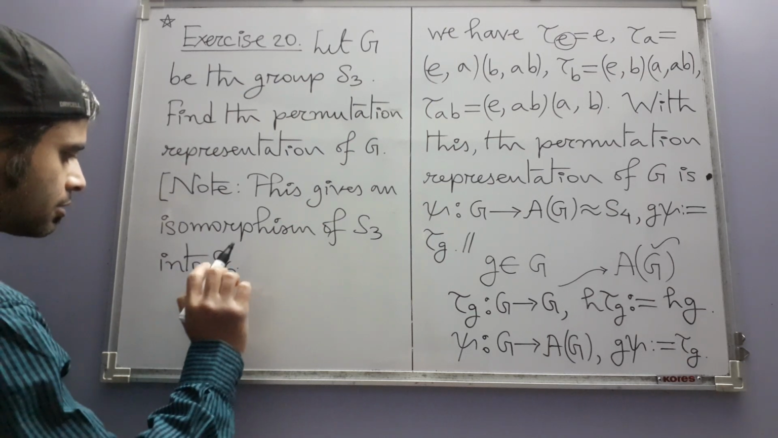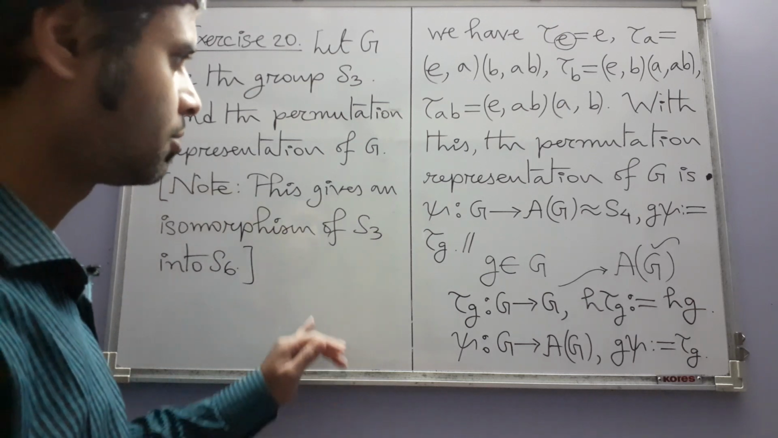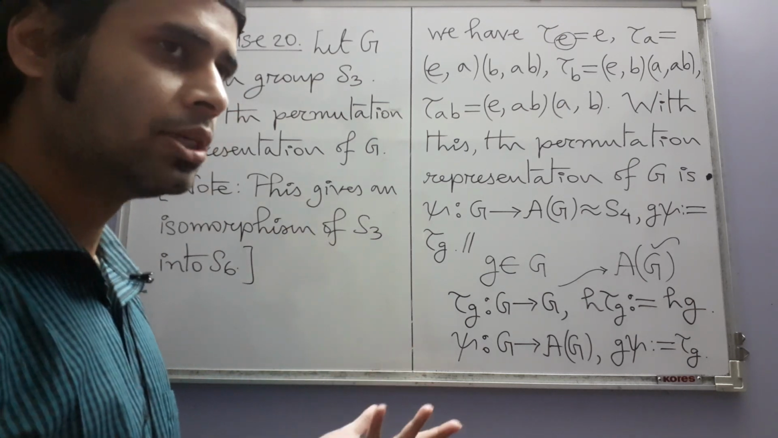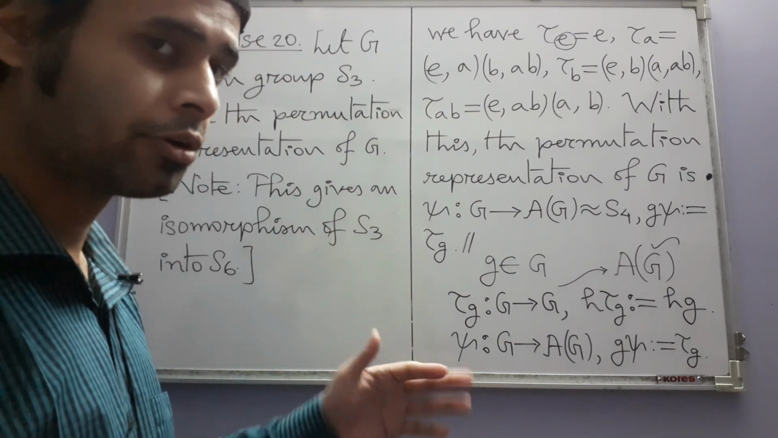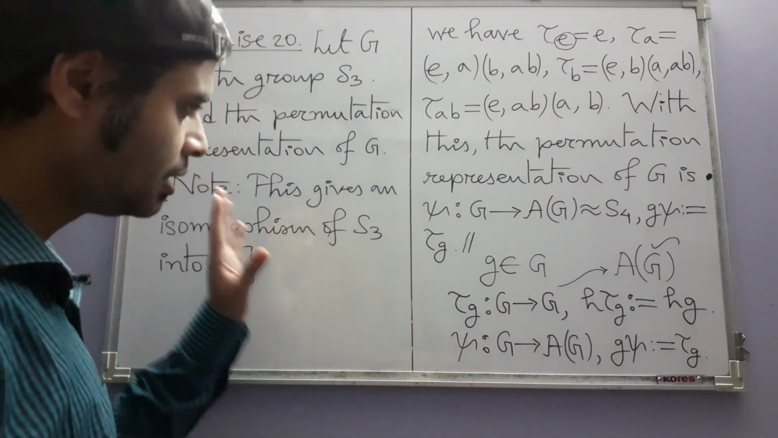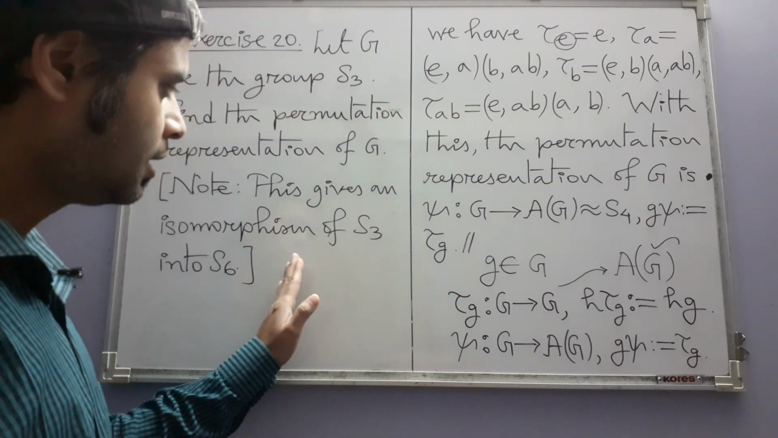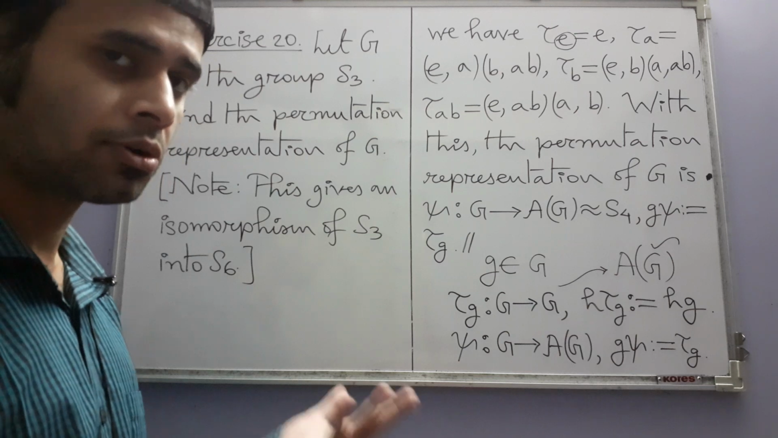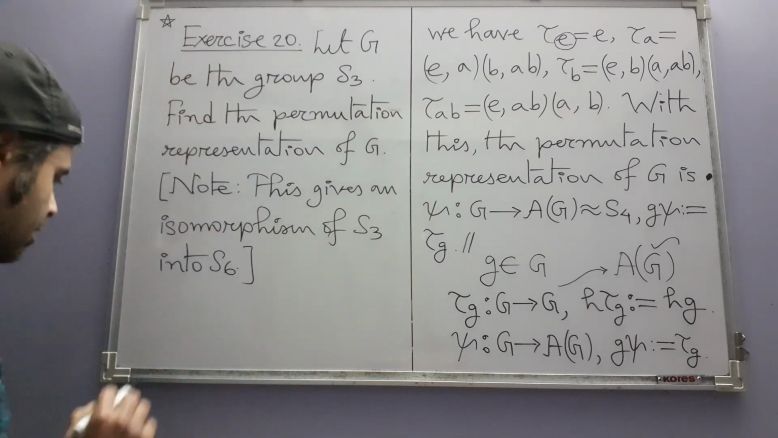into S6. And let me also remind you of one more thing. In this text, isomorphism means one-to-one homomorphism and that's it, not onto. But in some other texts, isomorphism means bijective homomorphism. Here, however, if you want to say that a homomorphism is an isomorphism is onto, you have to explicitly mention it. Okay, let's see this one.